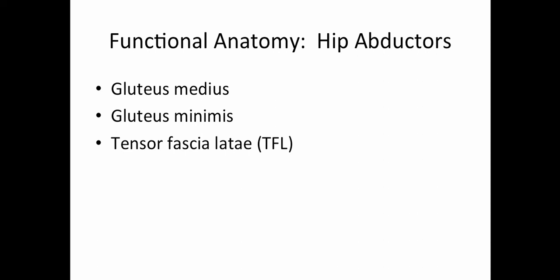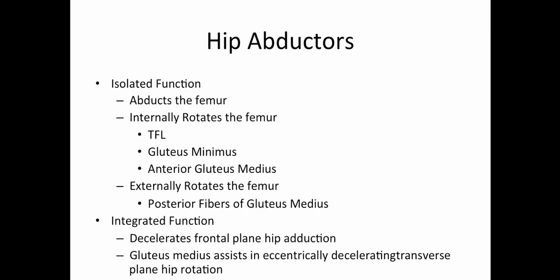Now the functional anatomy of the hip abductors: the gluteus medius, the gluteus minimus, and the tensor fasciae latae. The isolated function of the hip abductors is that they abduct the femur and they internally rotate the femur. This includes the tensor fasciae latae, the gluteus minimus, and the anterior gluteus medius. The posterior fibers of the gluteus medius externally rotate the femur.